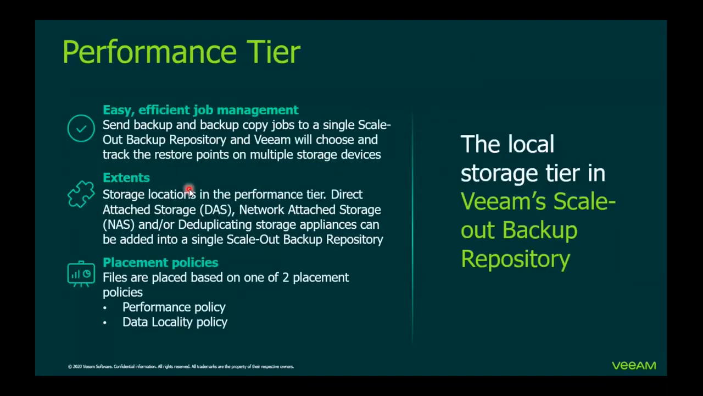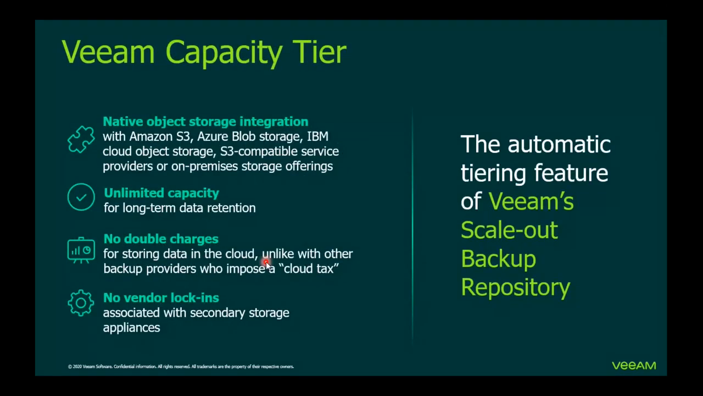In scale out backup repository, we have two tiers. One is called performance tier, wherein first you are writing your data. That performance tier can be anything: a shared storage, a DAS, a SAN, a NAS. Once your data is written over there, what we do next depends on your policy. If you have chosen a copy to the capacity tier, that capacity tier can be S3, Azure Blob, IBM Cloud Object Storage, or an S3 compatible service.